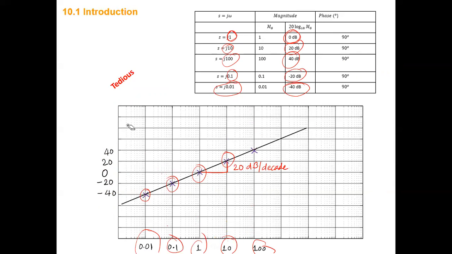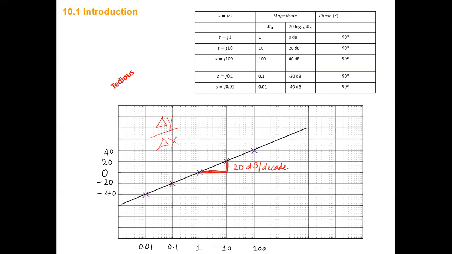Does it make sense? That's one of the Bode plots. Now let's find the slope of this Bode plot, because this looks like a straight line, right? Now what is the slope of this straight line? How do you find the slope? Delta y over delta x, right? That's the slope.